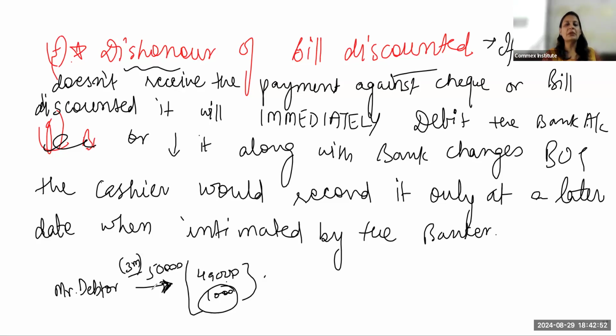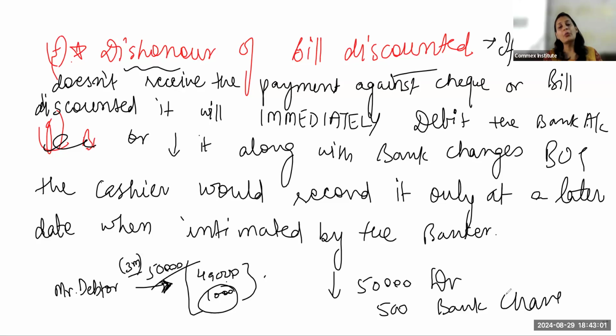So maybe he'll deduct 50,000 from my account, he'll debit me. Apart from that, 500 another for bank charges. So he will deduct how much? 50,500 from my account, which my banker, my cashier didn't know. So the cashier will come to know only 5 days after he is intimated. So till then 50,500 ka difference rahega. Bank charges plus that dishonor of the bill.